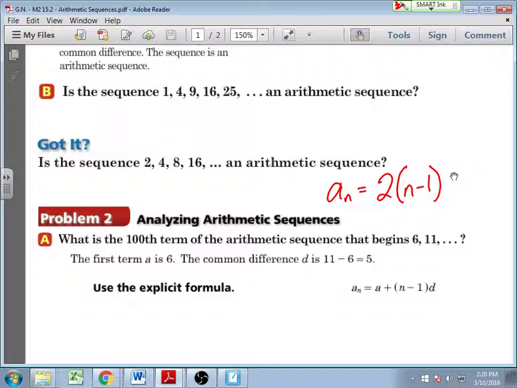So let's test this out. 1 minus 1. It's not working at all. 1 minus 1 is 0. 2 times 0 would be 0, and my first term already falls apart.